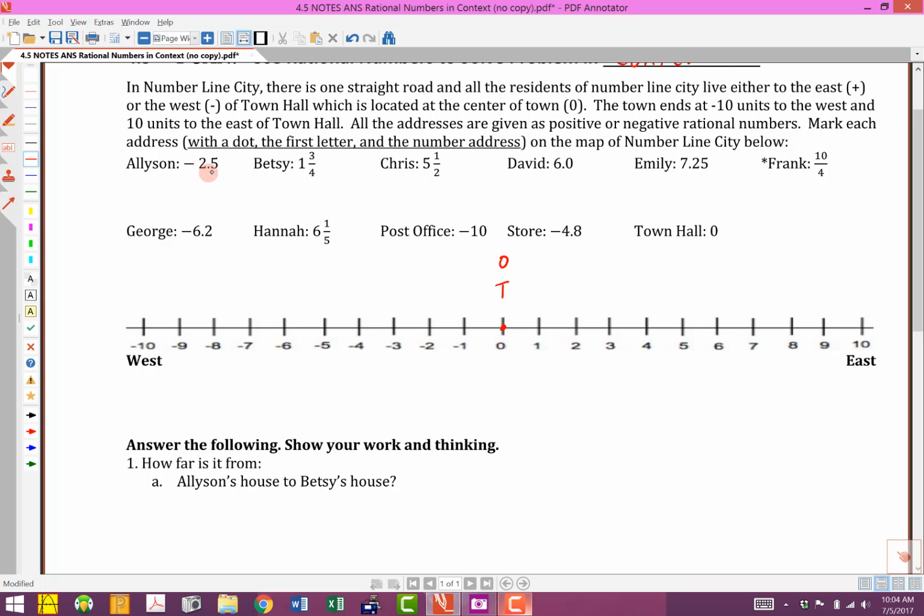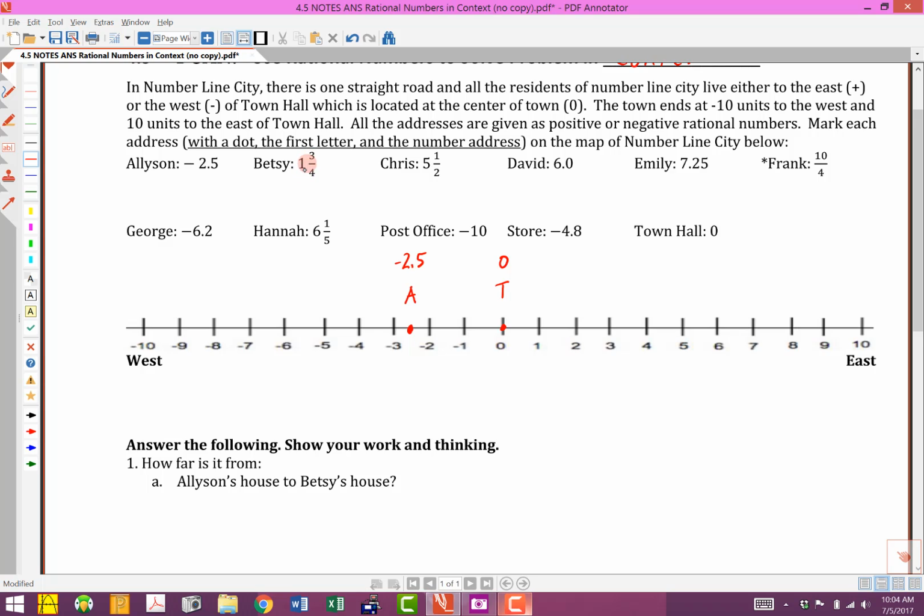So let's find Allison and Betsy. Allison lives at negative 2.5. That's her address. So negative 2.5 would be between negative 2 and negative 3. So it's going to be about right here. So I'm going to put a dot right there. I'm going to say that's Allison, and then I'm going to label that as negative 2.5. That is her address, and you do need the negative there.